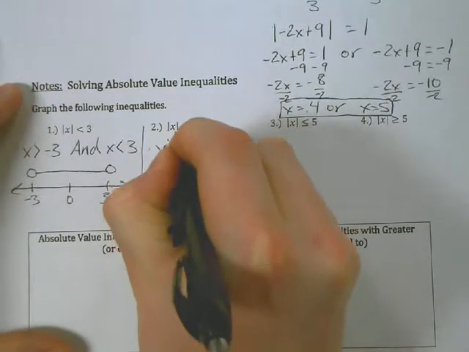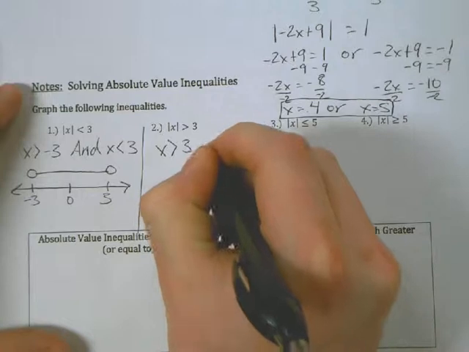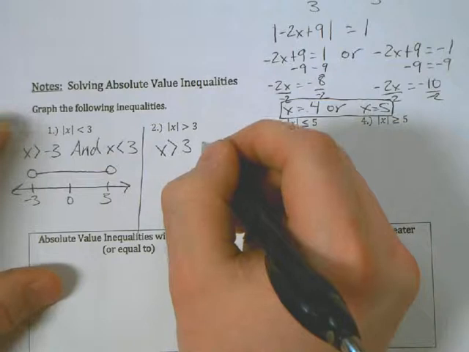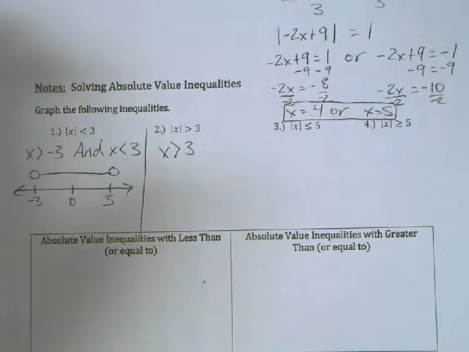X is greater than 3 and less than negative 3? So you're saying all of those numbers up there are greater than negative 3? Or are greater than 3 and less than negative 3? Not 4. Not any. No. There is a huge difference between "and" and "or".